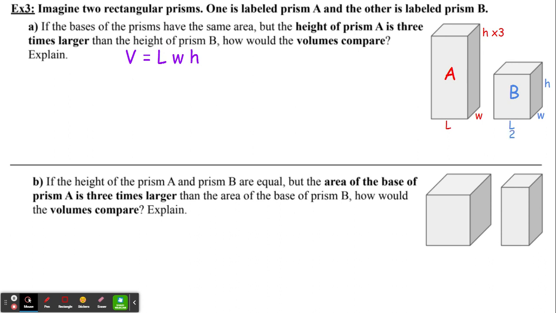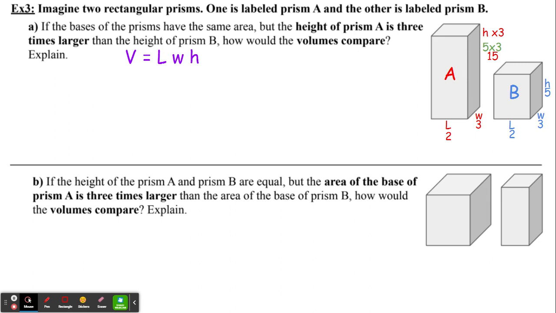So if we said the length was 2, the width was 3, and the height was 5, okay, that would mean that the other one still has a length of 2, a width of 3, but the height is going to be 3 times higher than the height of prism B. So 5 times 3, which is 15. So prism A has a height of 15, otherwise everything's the same.